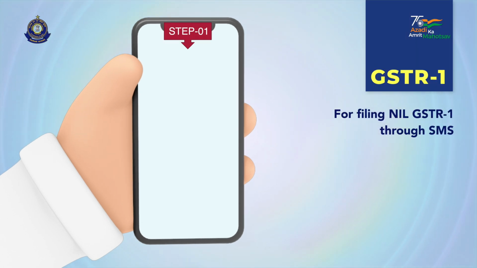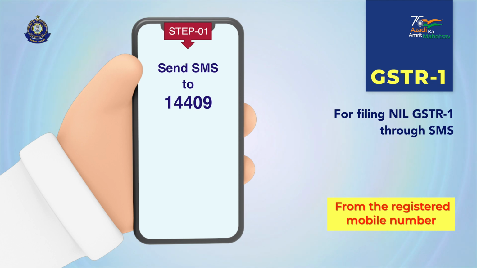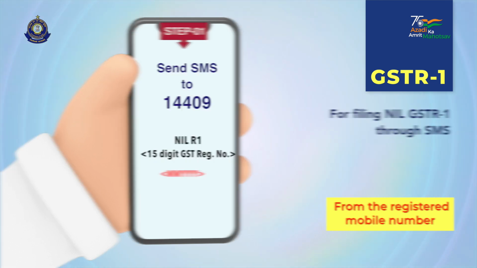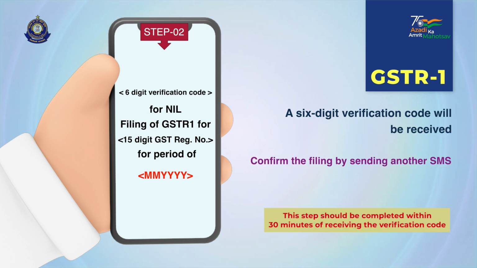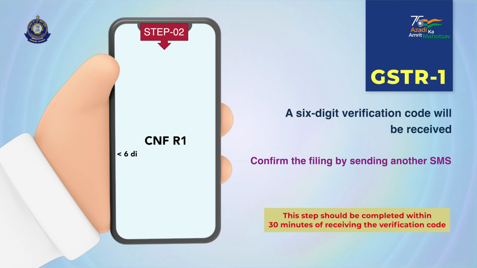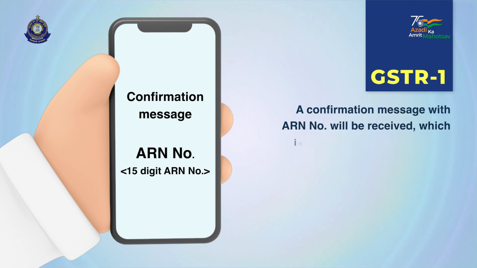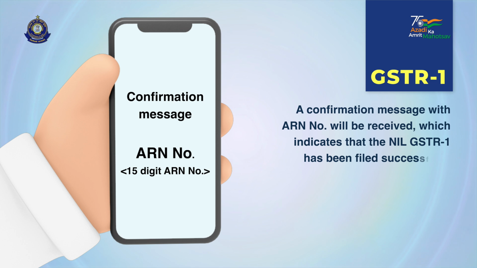For filing nil GSTR1 through SMS, the user must send a text message or SMS to 14409 from the registered mobile number by typing nil space R1 space 15-digit GST registration number space tax period in MMYYYY format. A 6-digit verification code will be received. Confirm the filing by sending another SMS as follows: CNF space R1 space 6-digit verification code. A confirmation message with ARN number will be received, which indicates that the nil GSTR1 has been filed successfully.